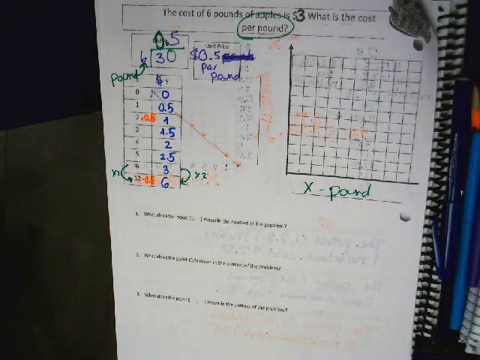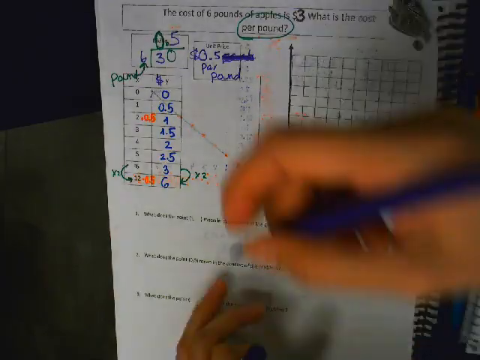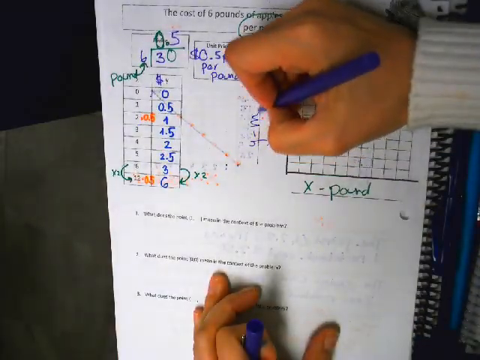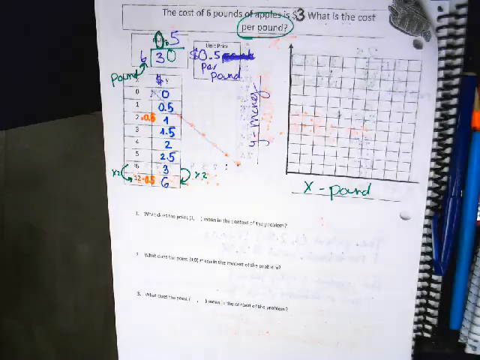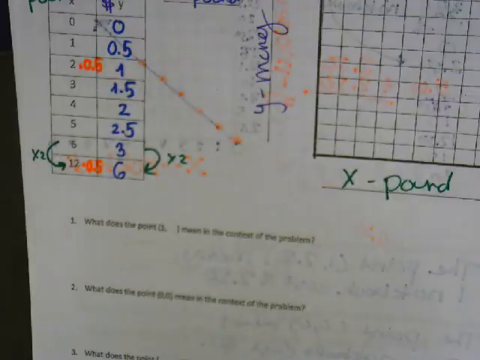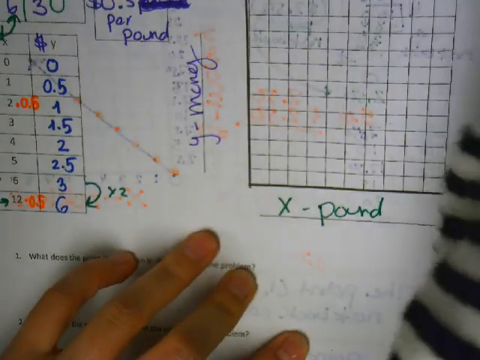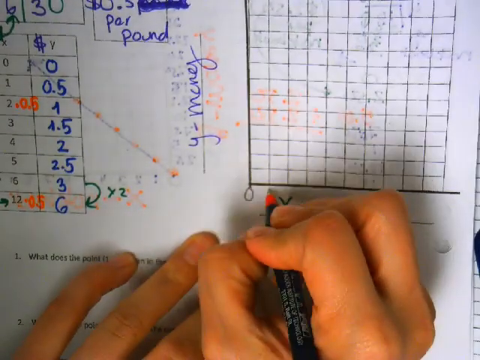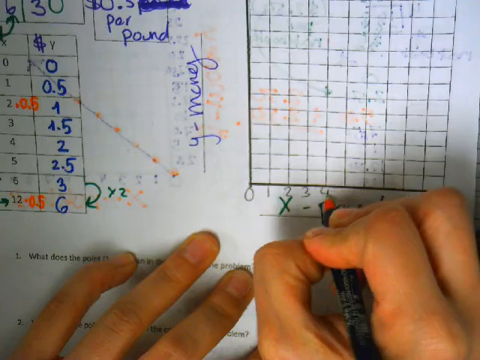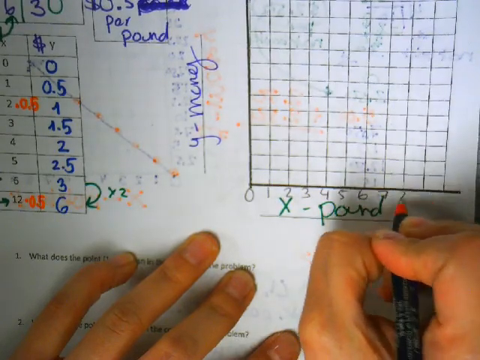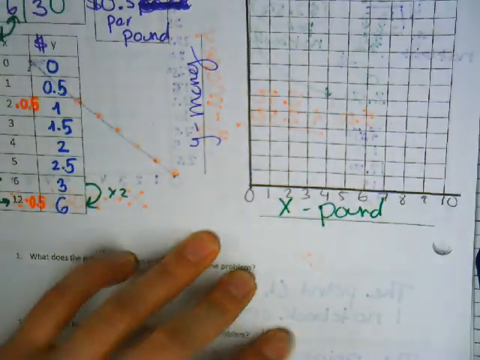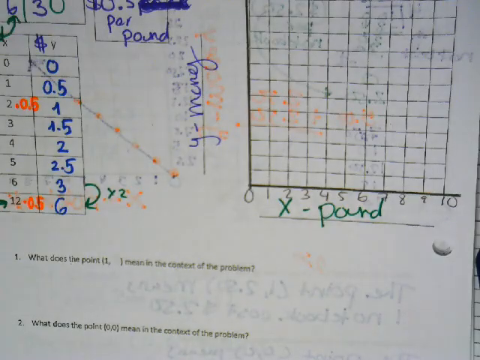Very good. Okay, pounds, and my Y will be money. My Y is my money. All right, so we're going to graph. X will be going up by ones: 0, 1, 2, 3, 4, 5, 6, 7, 8, 9, 10. What am I going to go up on my Y? What should I go up on my Y? 0.5. 50 cents.